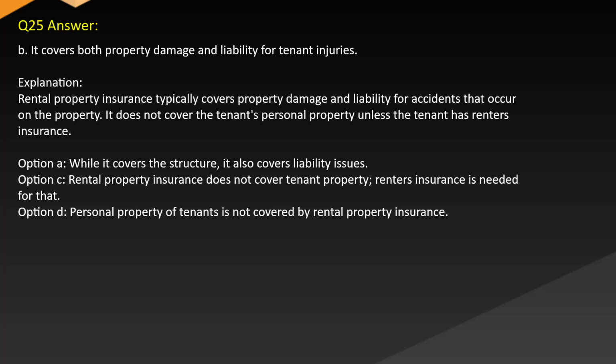Answer: B. It covers both property damage and liability for tenant injuries. Explanation: rental property insurance typically covers property damage and liability for accidents that occur on the property. It does not cover the tenant's personal property unless the tenant has renter's insurance. Option A. While it covers the structure, it also covers liability issues.